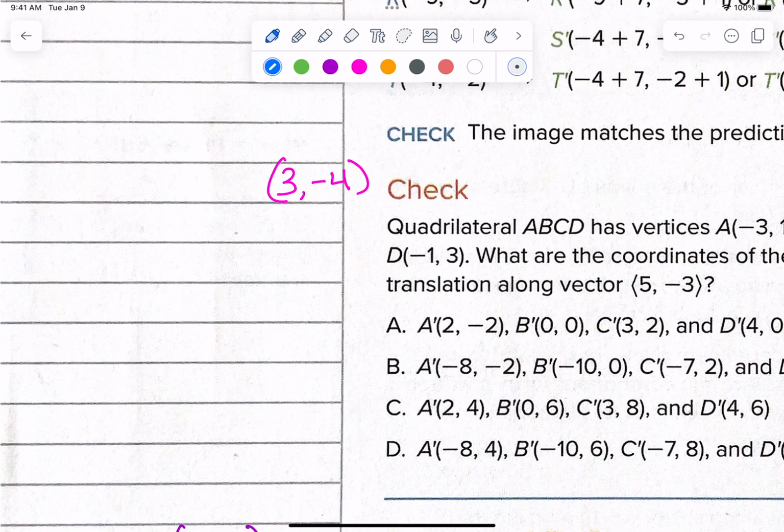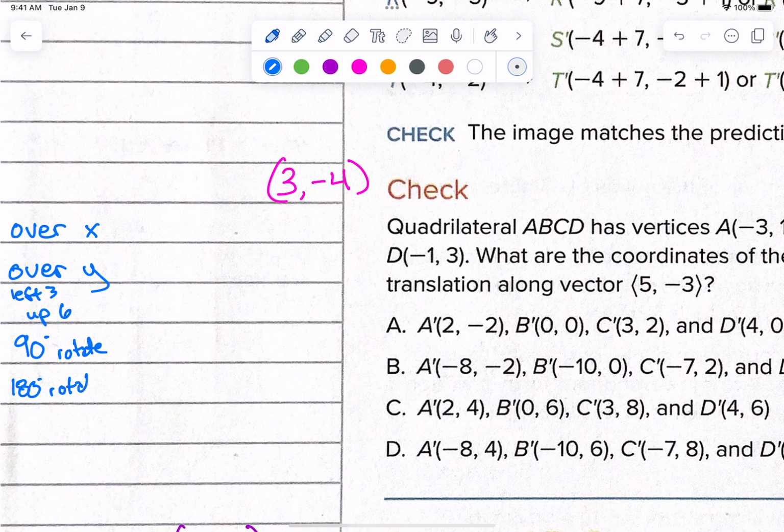Okay, we have 3, -4 as the coordinate point that I want. We're going to reflect it over the x-axis, then over the y-axis. We're going to go left 3 and up 6. We're going to do a 90-degree rotation, a 180-degree rotation, and a 270 rotation. But we're going to write the rules out first. Those 6 things are what we're going to do.